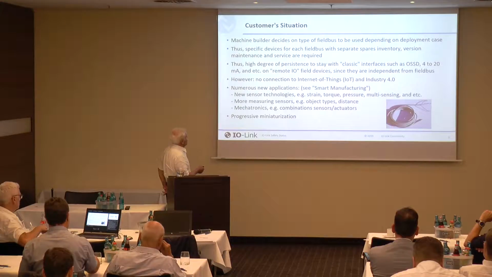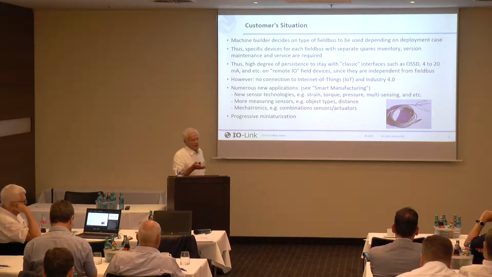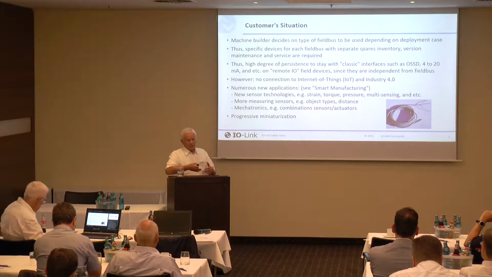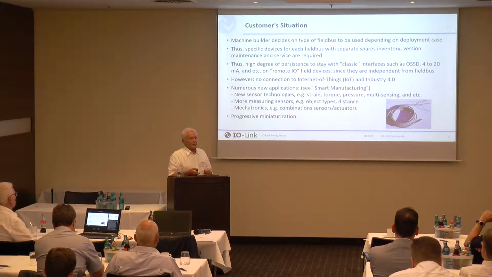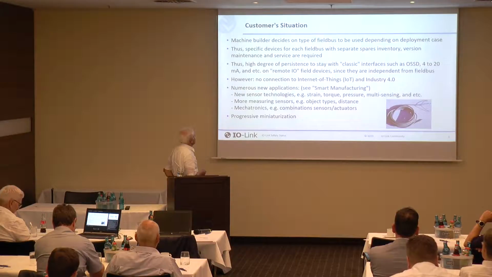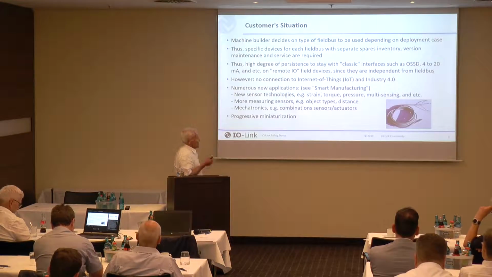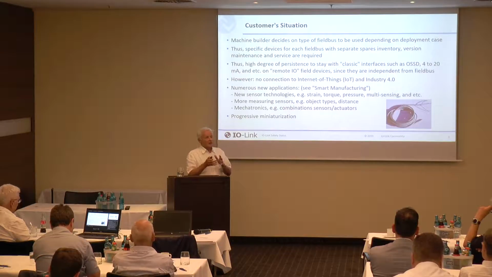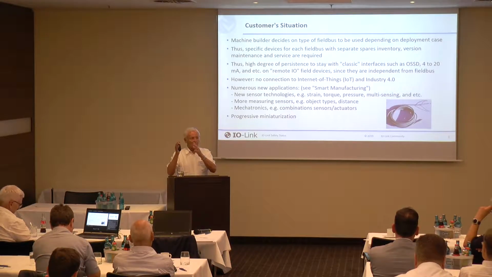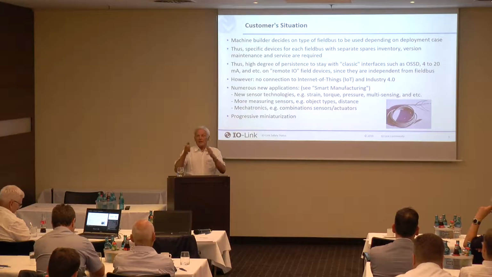And more measuring sensors for object types. Now we have only laser scanners if somebody is approaching the machine. But in the future, you will have other stuff like face recognition and whatnot to differentiate. And then we learned there is not only sensors and actuators. We had this wonderful gripper presentation where we learned IO-Link is very much suited for mechatronics, so a combination of sensors and actuators.